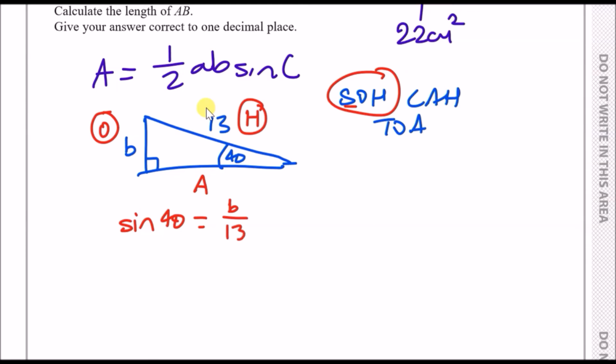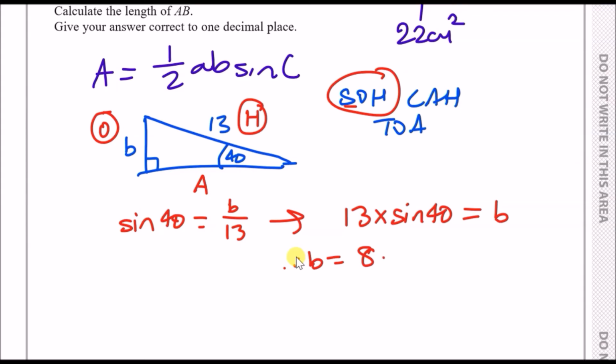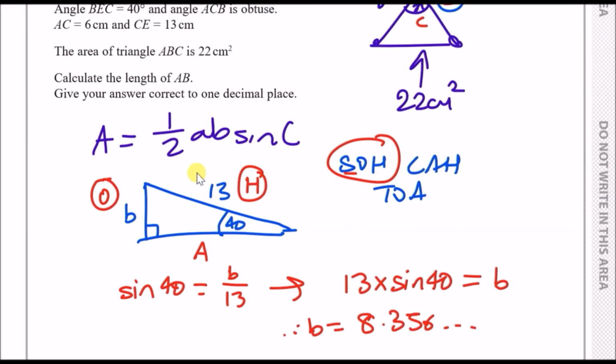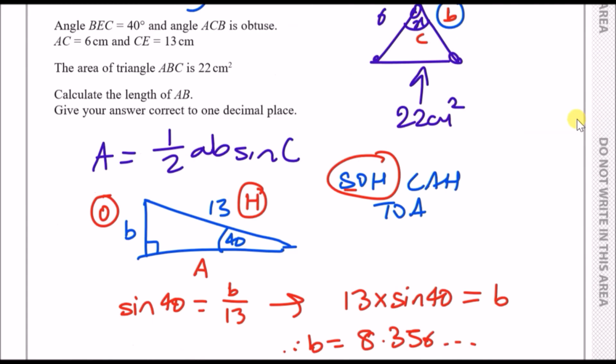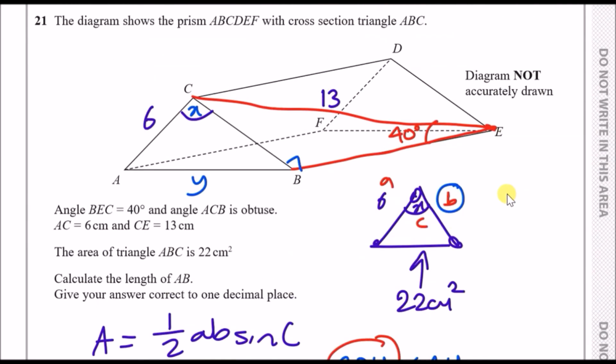Now to find B, all we have to do is rearrange to make B the subject. So I'm going to multiply 13 across. We're going to have 13 times sine 40, and that's going to give us our B. If you put this in a calculator, you should get a B value of 8.356. Let's just leave it to 3 decimal places for now. So that's B done. We can just update this value B and call it 8.356.